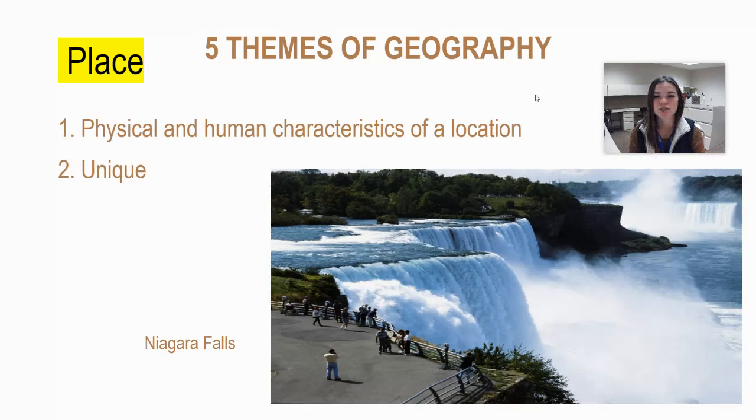Place. Place is the physical and human characteristics of a location. Place is very unique, such as Niagara Falls. Those physical and human characteristics of a location.